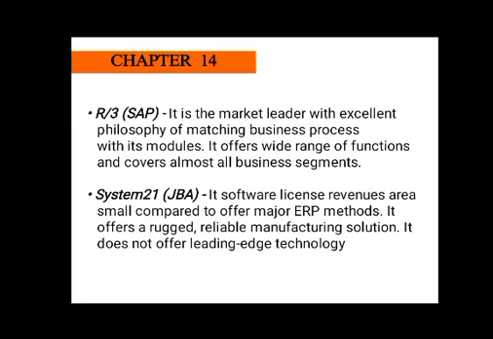Lastly, we have the System 21, JBA. Its software license revenues are small compared to major ERP vendors. It offers a rugged, reliable manufacturing solution. It does not offer leading edge technology. So those are the recommended ERP vendors.